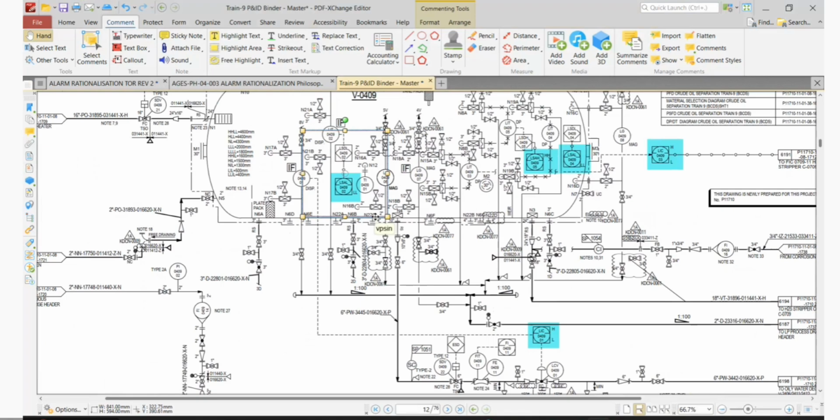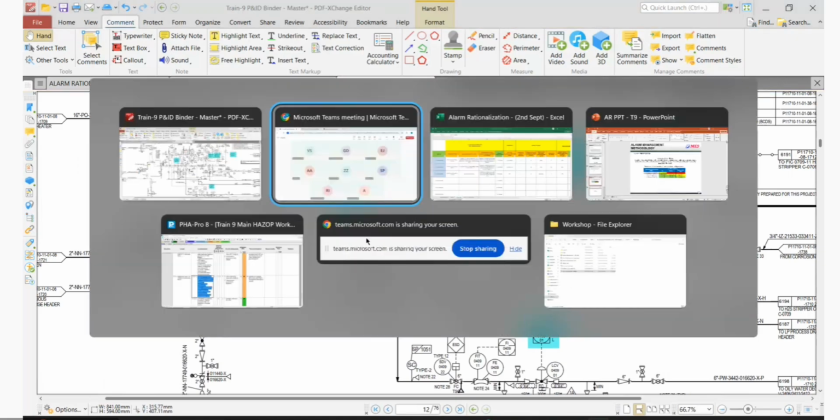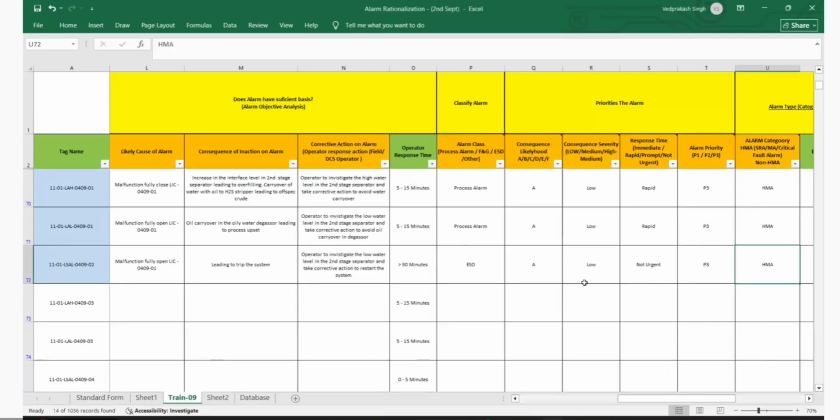Consequence is loss of production, right? And we have response time more than 30 minutes. So considering that, and we have taken it for tripping, we have taken the severity as low because we have to start the system. It's a notable risk and not urgent category. If you see, low and not urgent, it comes to P3.